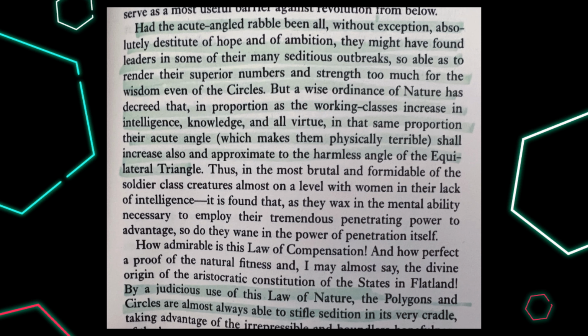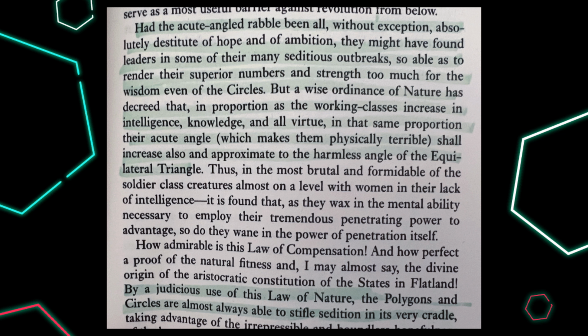Now, these mechanisms of social advancement, Abbott asserts, are clearly the most fundamental ways of maintaining a social hierarchy as such. Had the acute-angled rabble been all, without exception, absolutely destitute of hope and of ambition, they might have found leaders in some of their many seditious outbreaks, so able as to render their superior numbers and strength too much for the wisdom even of the circles. But a wise ordinance of nature has decreed that in proportion as the working class increase in intelligence, knowledge, and all virtue, in that same proportion their acute angle, which makes them physically terrible, shall increase also and approximate to the harmless angle of the equilateral triangle.